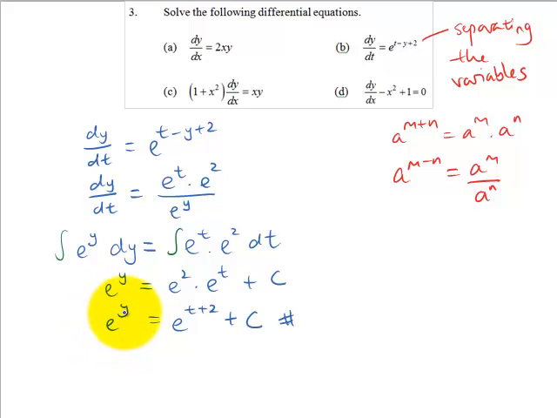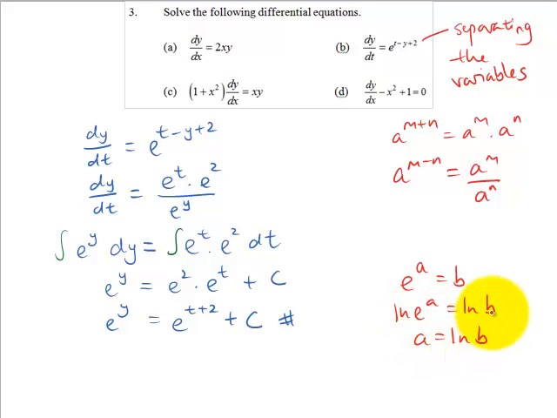Alternatively, you can make y the subject by getting rid of e. So recall, if you have e to the power of a equals b, you can make a the subject by taking logarithm on each side. So ln the left and ln the right. So this ln and e offset each other.